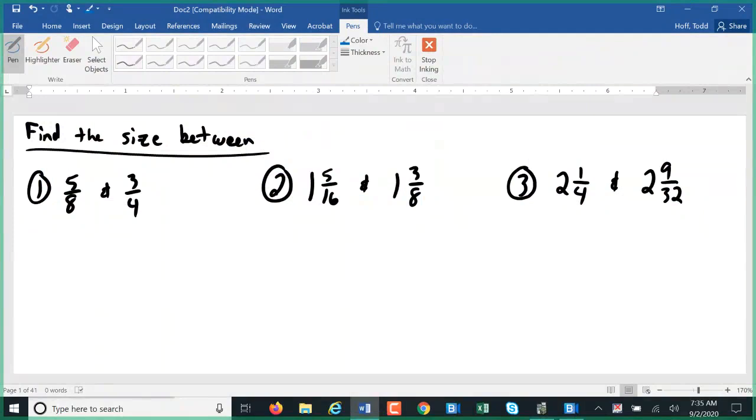Let's go ahead and take a look. This is just similar to what we did yesterday. Find the size that's exactly between the two numbers. To do that, we add them and then divide by 2.